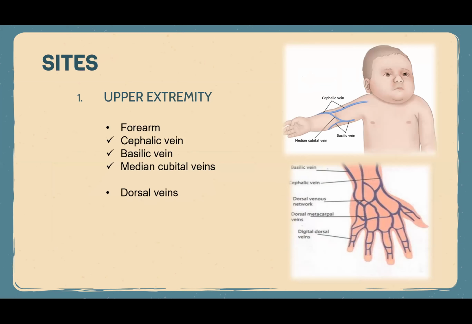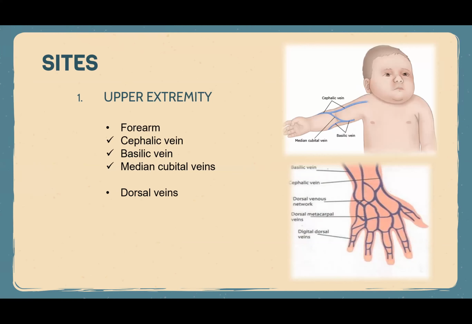And then the site for cannulation. The most preferred site is the upper extremity, usually at the forearm, where we can cannulate the cephalic vein, the basilic vein, and the median cubital vein. Basically, the easiest vein to cannulate is the median cubital vein. And we can also do it at the dorsal vein, for example the dorsal metacarpal vein.